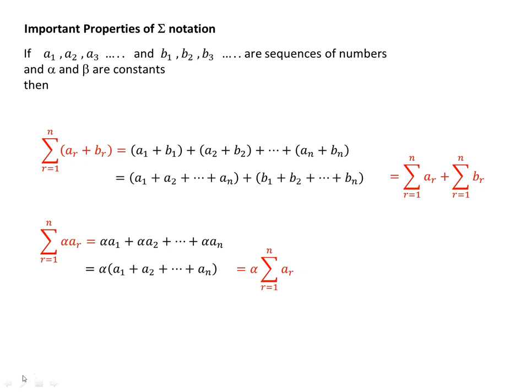And the third property is that if beta is a constant, then the sum between r equals 1 and n of beta is just going to be beta when r equals 1, add beta when r equals 2, add beta when r equals 3, all the way along until we add beta when r equals n. So all we're going to have is n lots of beta. So the sum between r equals 1 and n of beta is just going to be n times beta.